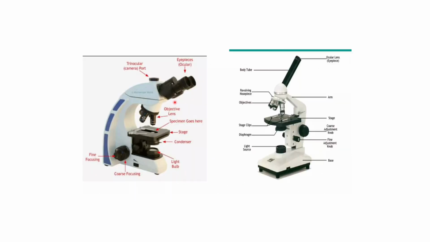Here is a light microscope. This is the objective lens and this is the eyepiece. Magnification happens in two stages here. Light is reflected on the specimen, passes through the objective lens, and is reflected at the eyepiece over here.